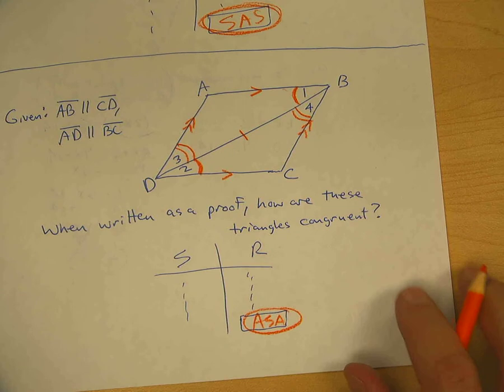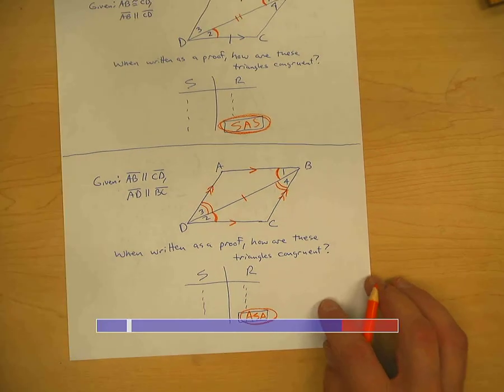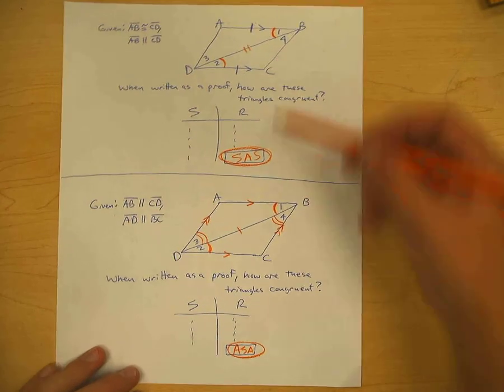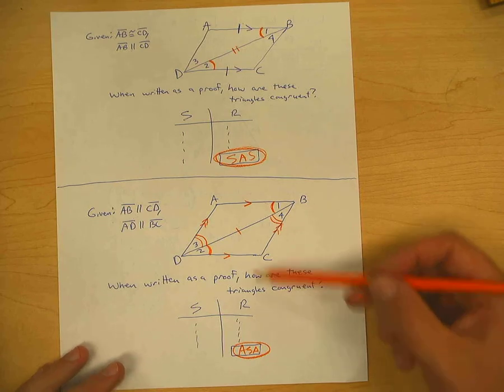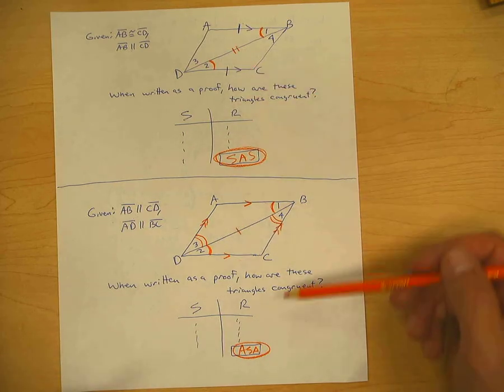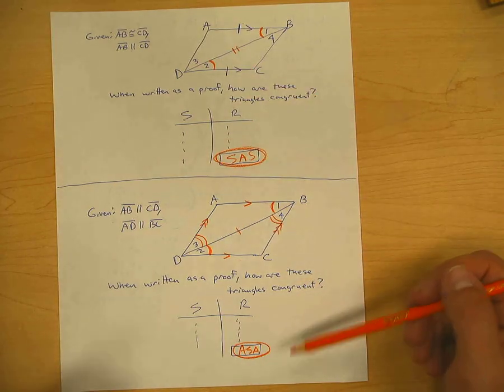Now, make sure you know the difference between these two. These are very different triangles. They look like they're set up similar, but they have different things that are marked congruent. So make sure you study this carefully.